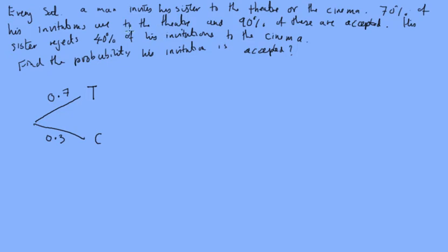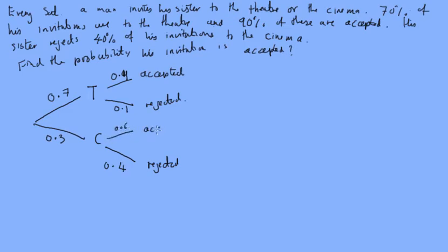We know that if it's a theatre, 90% are accepted. Oops, 0.9. Therefore, 0.1 must be rejected. We're told that she rejects 40% of invitations to the cinema. Therefore, 0.6 must be accepted.